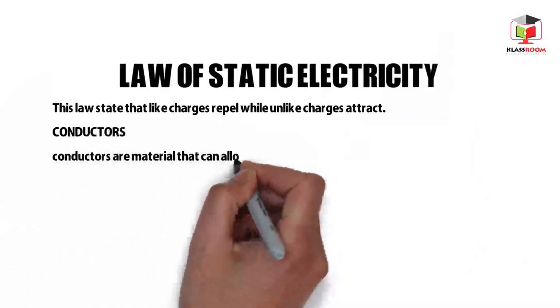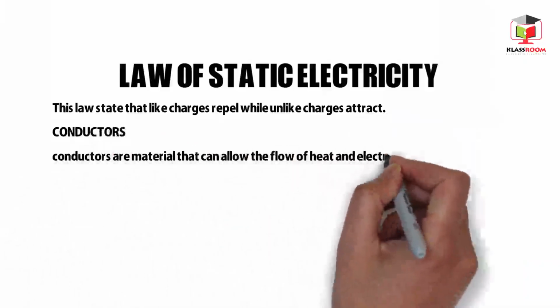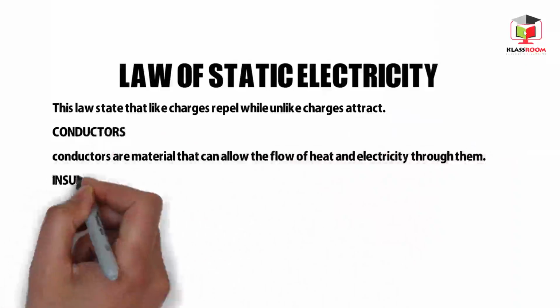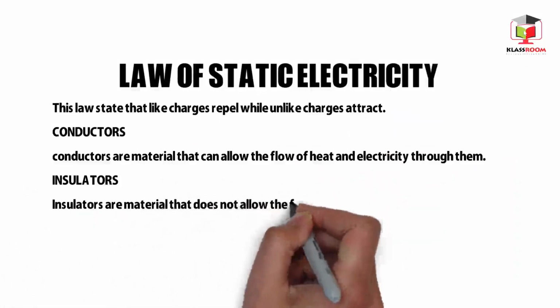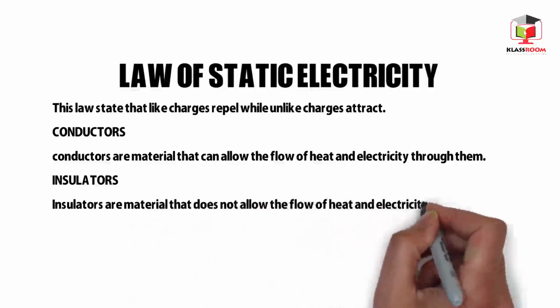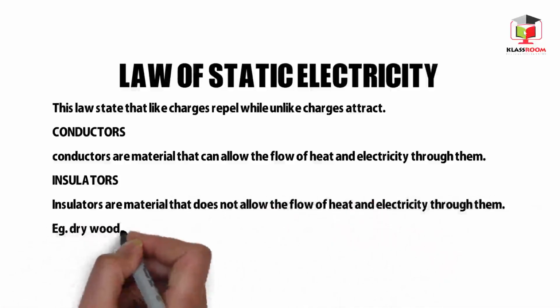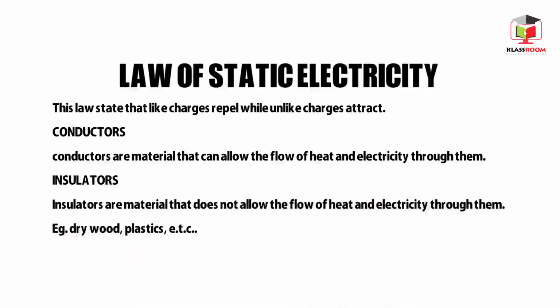Conductors. Conductors are materials that can allow the flow of heat and electricity through them. Insulators. Insulators are materials that do not allow the flow of heat and electricity through them. Example: dry wood, plastics, etc.